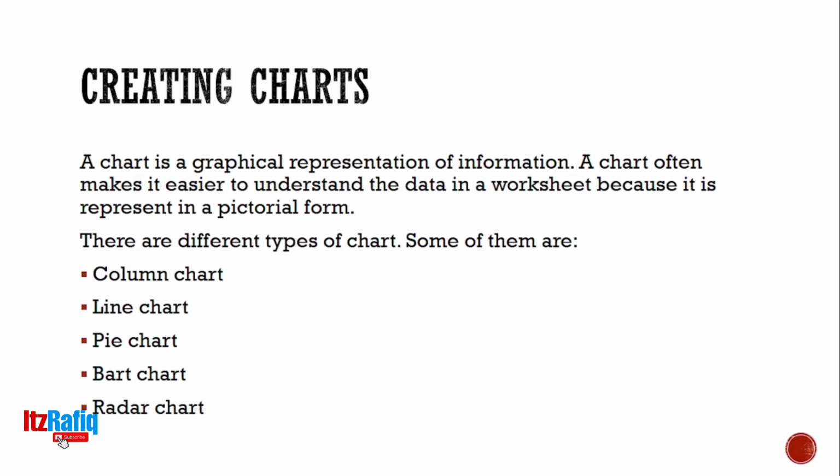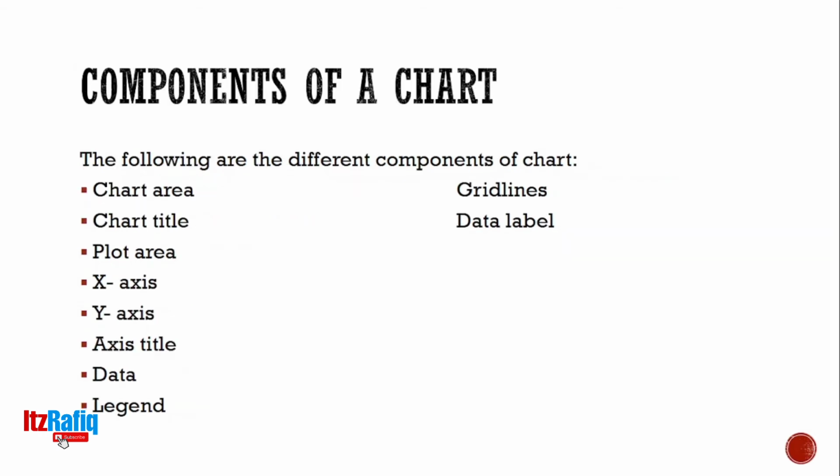And now let's look at the components of charts. There are different components in a chart. They are mainly the chart area, the area where we will draw the chart or where we will represent the chart. That part is known as the chart area. Chart title, the title of the chart is given here. Plot area, the rectangular area bounded by two axes, is known as the plot area. X-axis, the horizontal axis of the chart. Y-axis, the vertical axis of the chart. Axis title, the title given to each of the two axes of the chart.